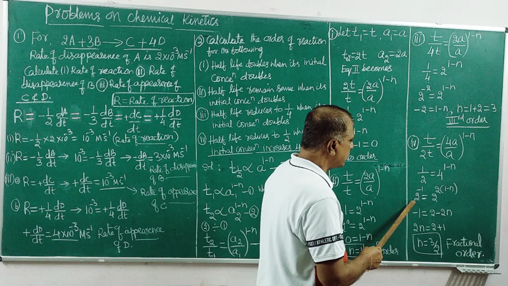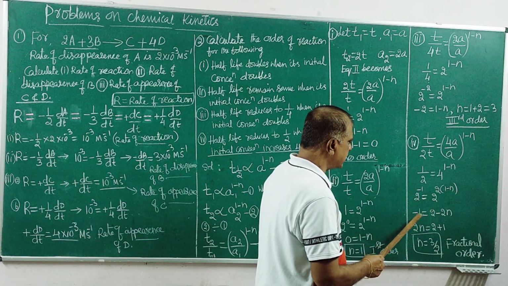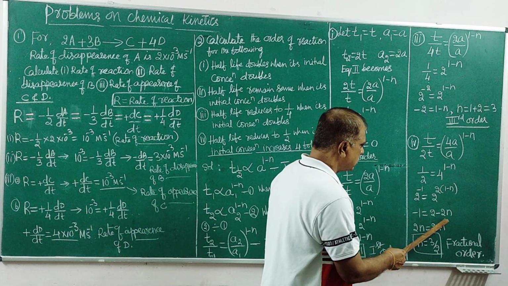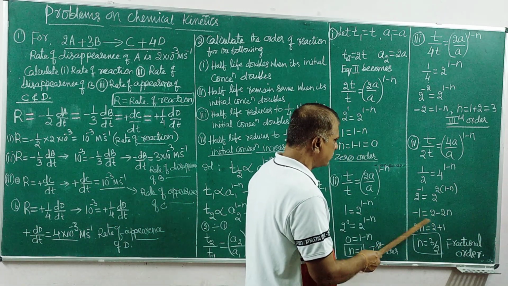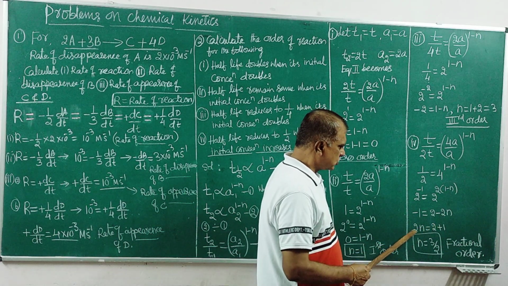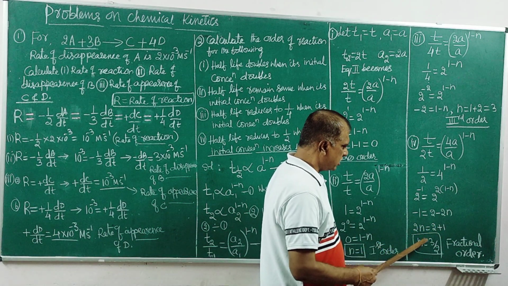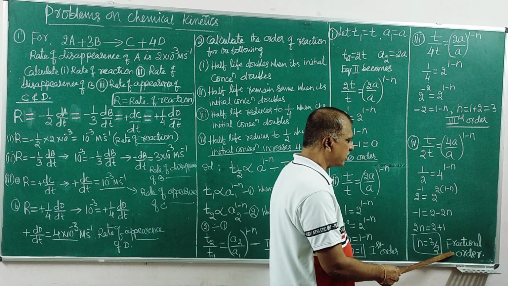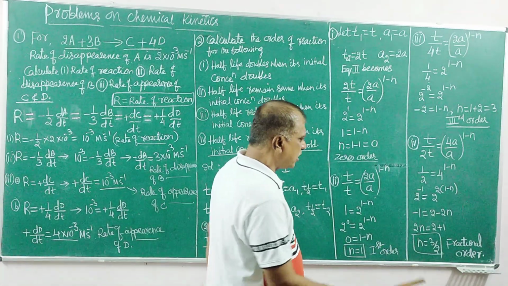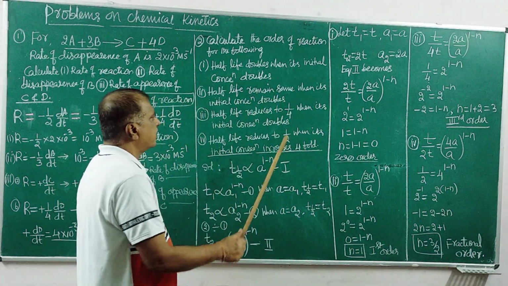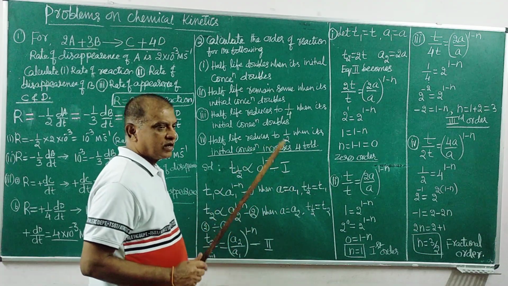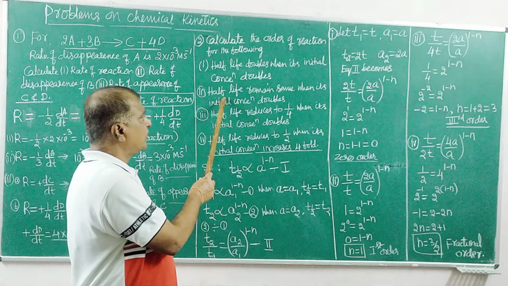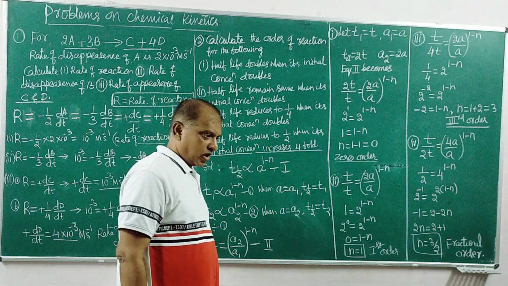The 2 bases are the same. Equate the exponents. Minus 1 is equal to this one. Remove the bracket: 2 minus 2n. Minus 2n this side, minus 1 plus 2. So 2n equals 3, n equals 3 by 2. So it is 1.5, a fractional order. So this is the order for this experimental data. So this is how you can calculate the order of the reaction if you have the experimental data on the half-life period. The problems. Thank you.